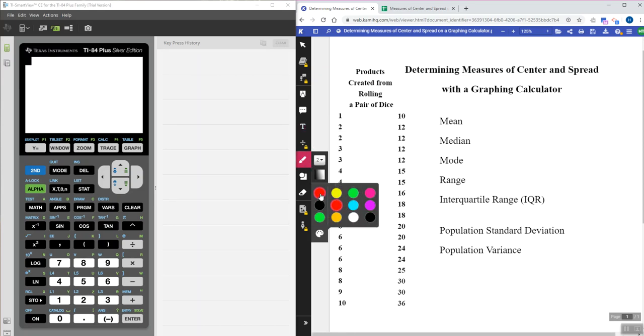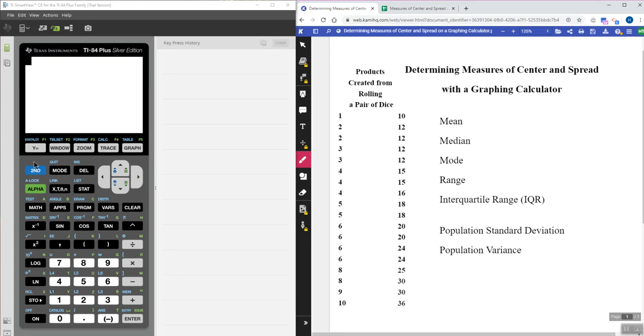Hi guys, in this short tutorial, we're going to be talking about how to use a graphing calculator to find measures of center and spread. Now, understanding what these terms are, what they mean, and how to use them has been covered in the crash course videos and will be covered more thoroughly in Khan videos if you need more detail. This is just how to use technology to help you find these things.